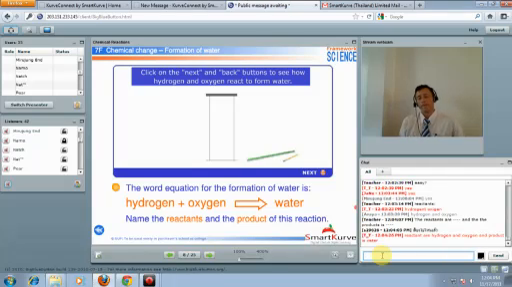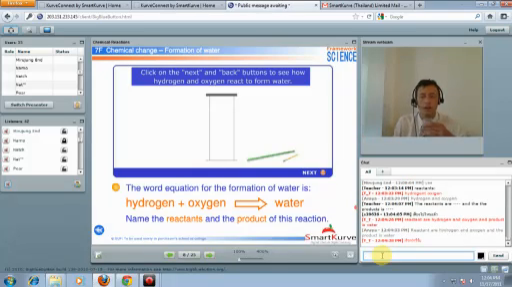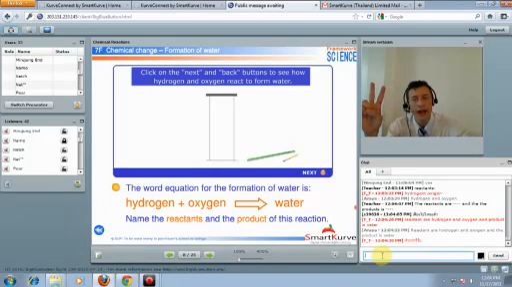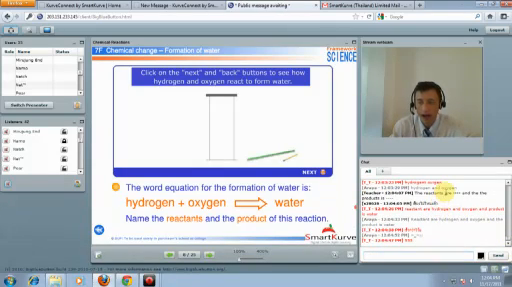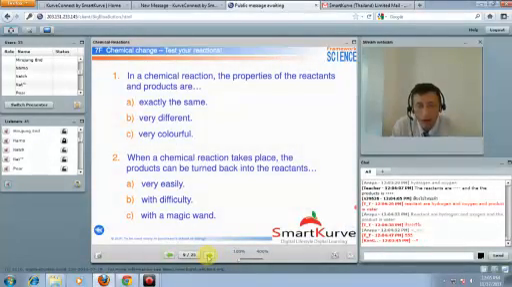All right, so the reactants are hydrogen and oxygen, and the product is water. Very good. And please remember the difference between the are and the is. That's just a little English grammar I want you to practice. Because we have two reactants, so we use are. And we have one product, so we use is. All right, let's move on.